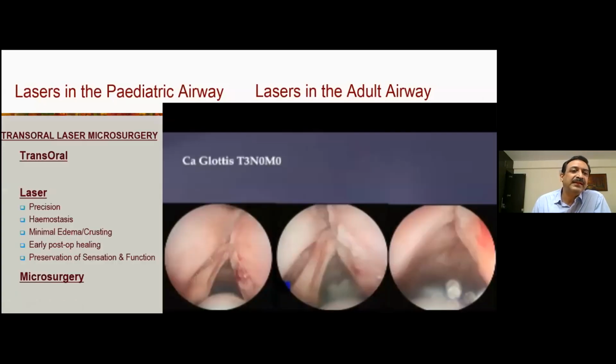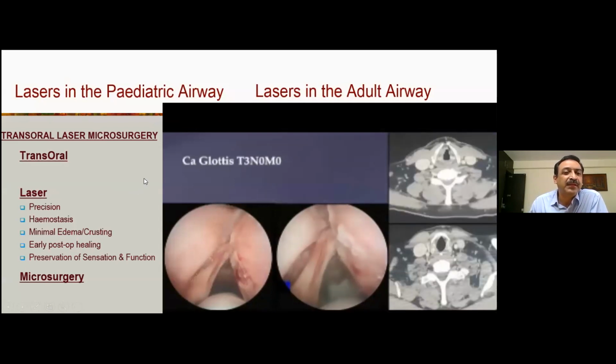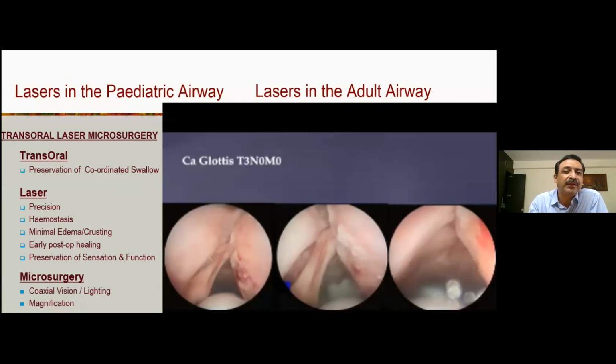So the technique is really transoral laser microsurgery. It's always nice to know. And the laser gives you many advantages. Some of them are demonstrated: precision, hemostasis, minimal edema and charring if you use the laser right, early post-op healing, and preservation of sensation and function. A lot that you can get out there.